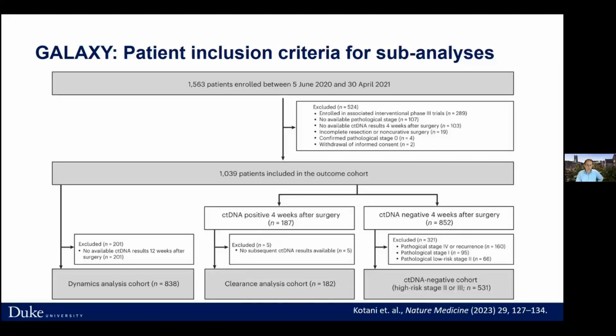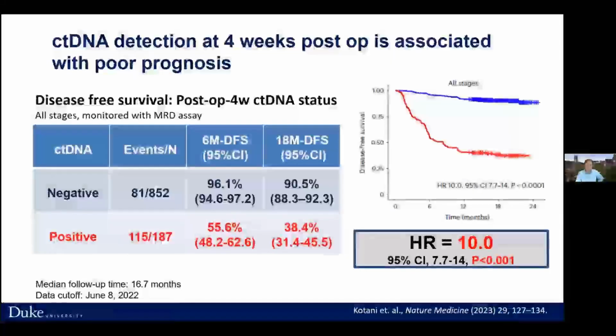And I will start first with the prognostic significance of the circulating tumor DNA assay exactly 4 weeks after surgery is completed. So on this Kaplan-Meier curve, and once again, this is all stages using the Signatera tumor-informed assay. In those patients who are ctDNA negative, as shown in blue, 18-month disease-free survival is excellent at 90.5%, but this red line corresponds to those who are positive at the single postoperative time point 4 weeks after surgery, 38% 18-month disease-free survival, tenfold greater risk of recurrence for those who are positive compared to those who are negative.